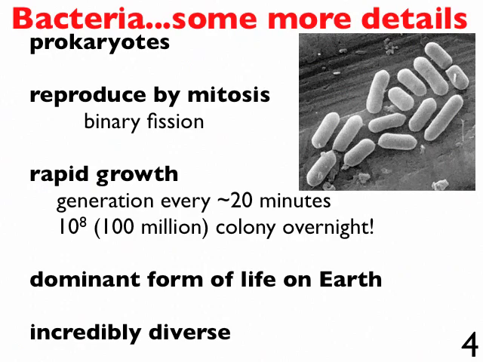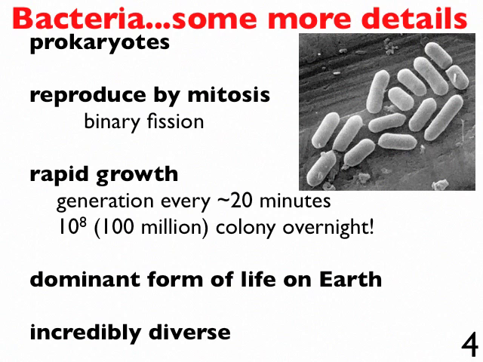Okay, more details on bacteria. As I said, bacteria are prokaryotes. They reproduce by mitosis. You take this single cell, you duplicate the DNA, you split the cell, you have 2 identical daughter cells. In bacteria, we call this binary fission, or splitting into 2. The other thing we need to know about bacteria is they grow very, very rapidly. Every 20 minutes, one bacterial cell can reproduce to make 2.